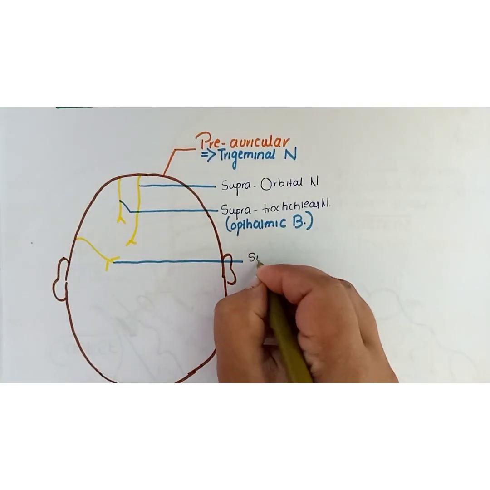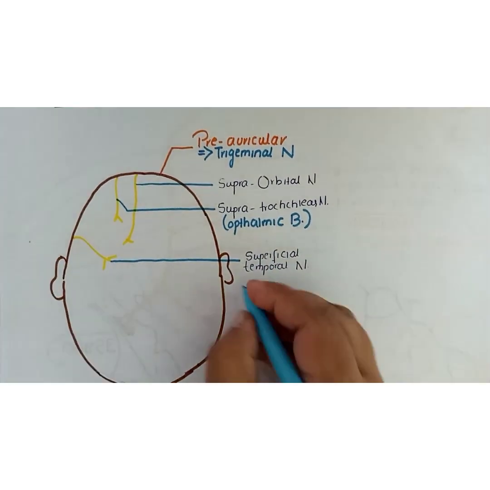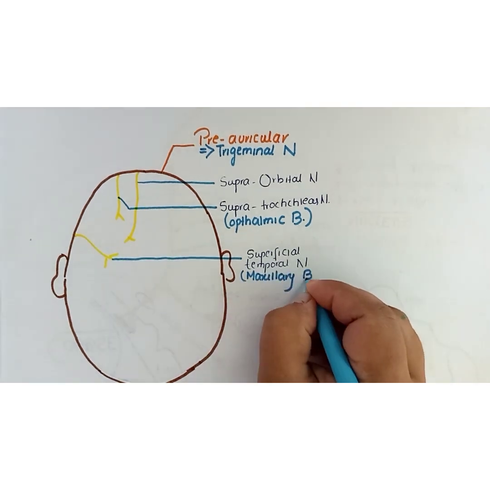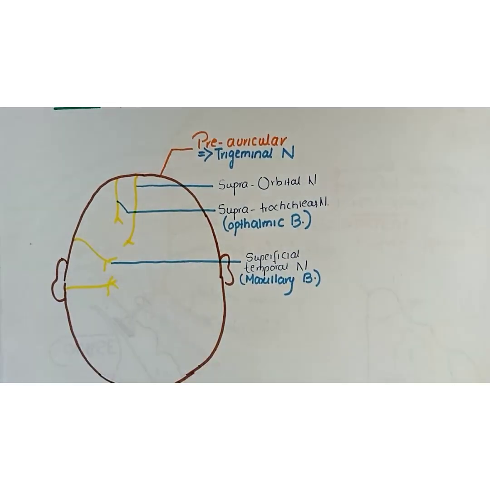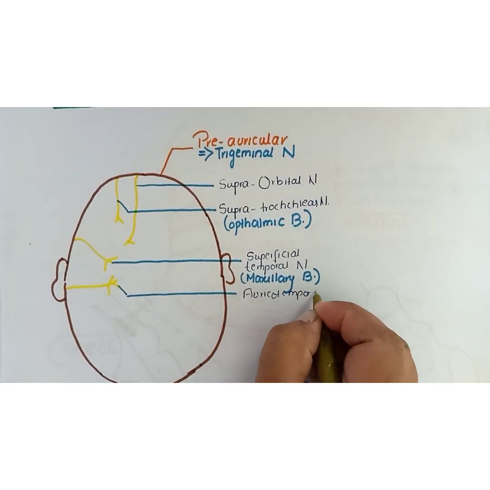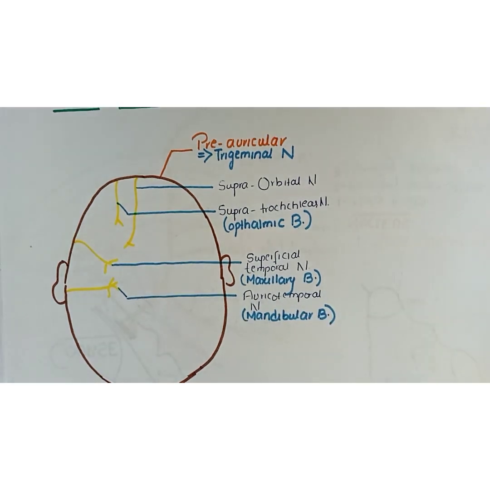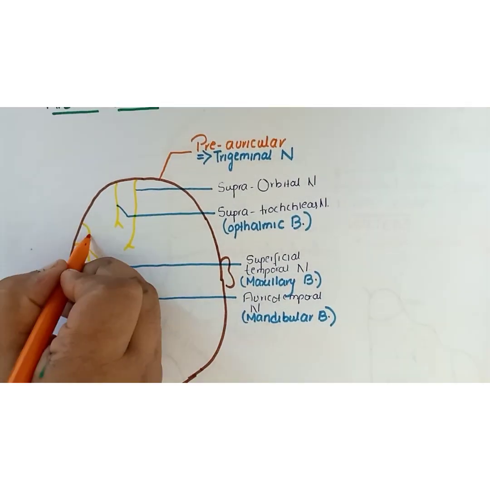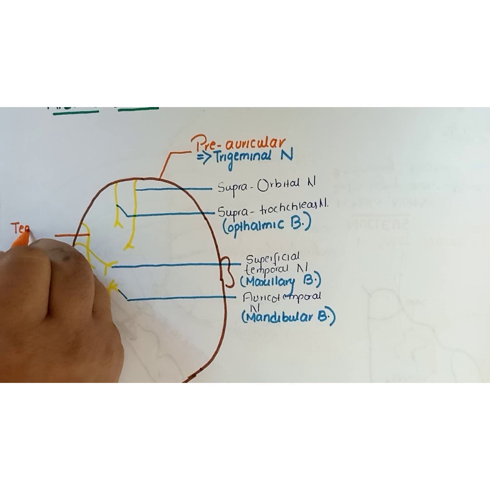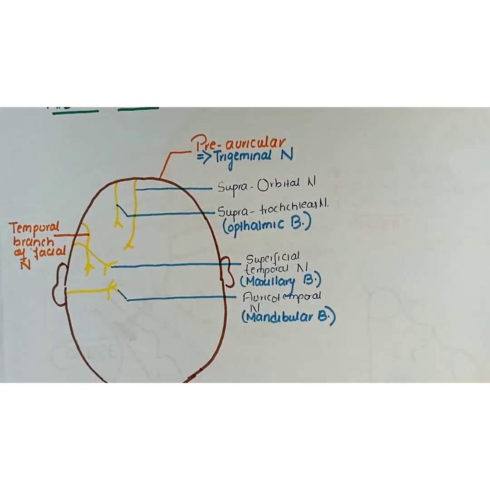The second is the superficial temporal branch of the maxillary division of the trigeminal nerve, and the third one is the auriculotemporal nerve of the mandibular branch of the trigeminal nerve, and they provide the sensory innervation. And the motor innervation of preauricular area is provided by the temporal branch of the facial nerve.